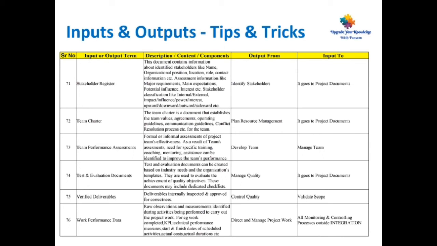Point number 76, work performance data. Raw observations and measurements identified during activities being performed to carry out the project work. For example, work completed, KPIs, technical performance measures, start and finish dates of scheduled activities, actual costs, actual durations, etc. This is the output from direct and manage project work, and this is the input to all monitoring and control processes outside integration. All the above terms are really critical, and you can expect some questions in the final examinations.